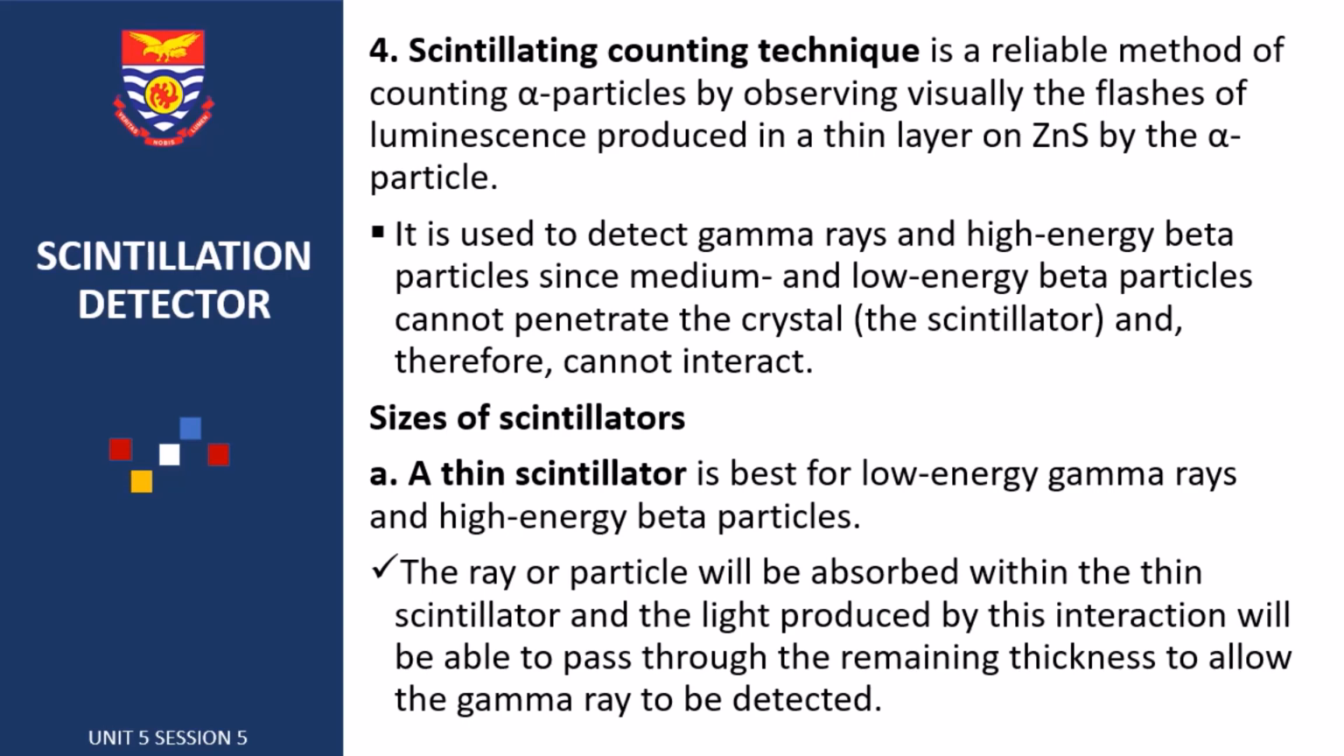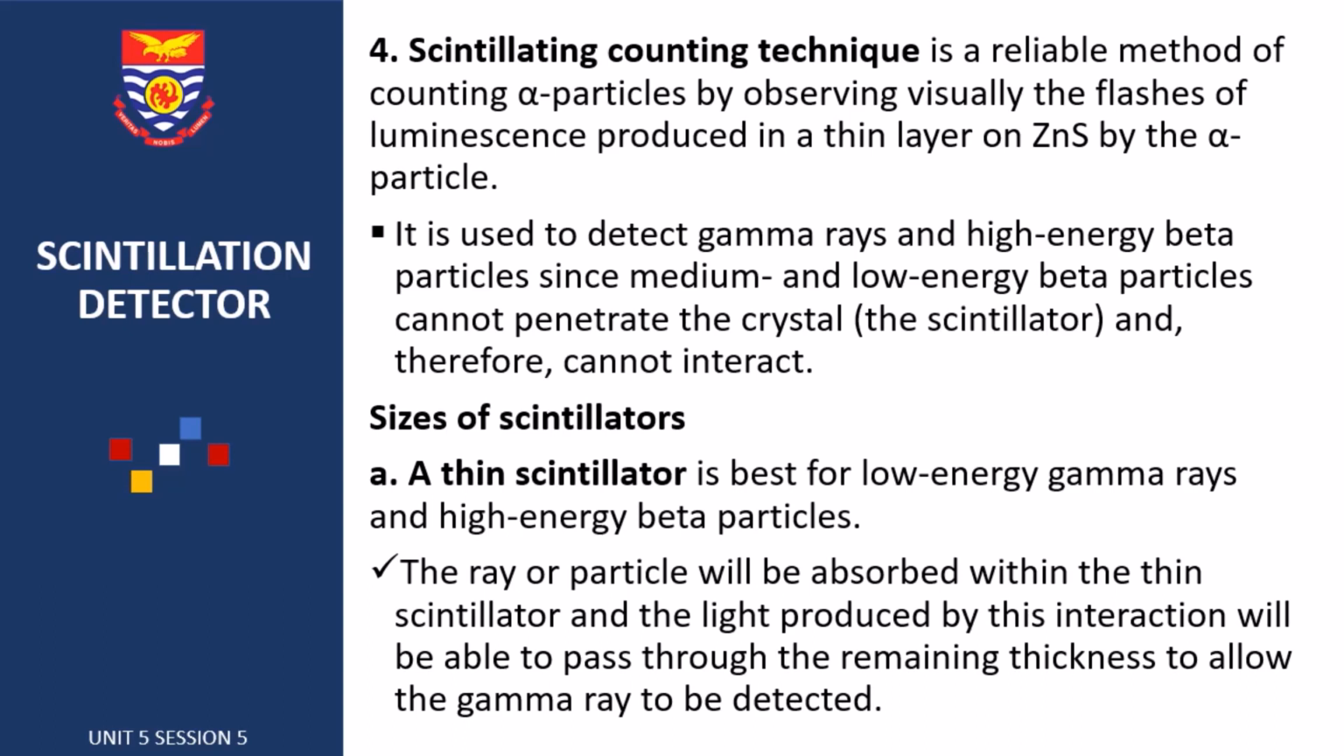The scintillation counting technique is reliable for counting alpha particles by observing visually the flashes of luminescence produced in a thin layer of zinc sulfide by the alpha particle. It is also used to detect gamma rays and high energy beta particles, since medium and low energy beta particles cannot penetrate the crystals, that is the scintillator, and so they cannot interact.